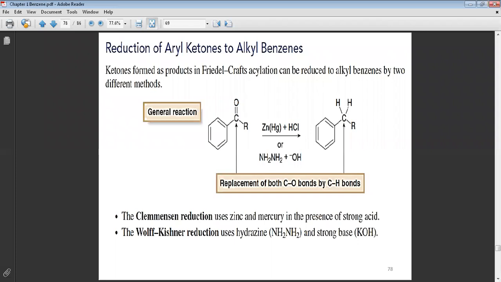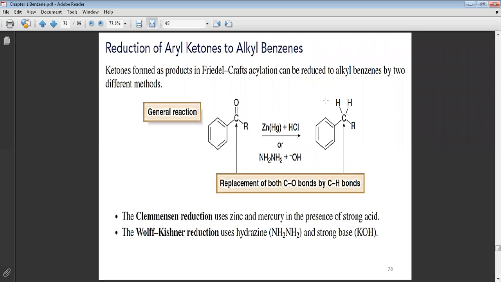I don't want to give you the mechanism, it is so difficult. Now, the reduction of the aryl ketone to the alkyl benzene. Look, the aryl ketone, this ketone group, to the alkyl benzene. This we call reduction. What does reduction mean? In organic chemistry it means an increase in hydrogen atoms or a decrease in oxygen atoms. Here we have one oxygen atom, and here we don't have the oxygen atom. So the number of oxygen atoms decreases and the number of hydrogen atoms increases. This is reduction in organic chemistry.